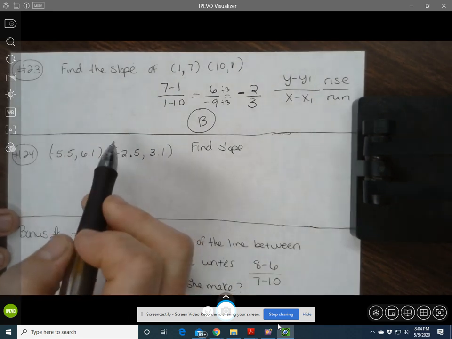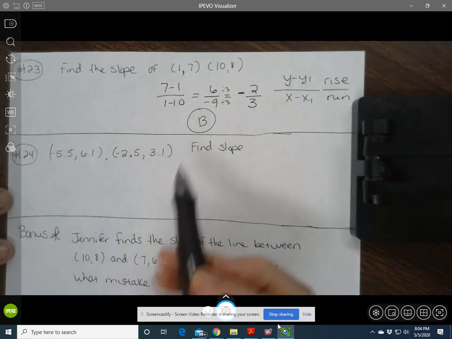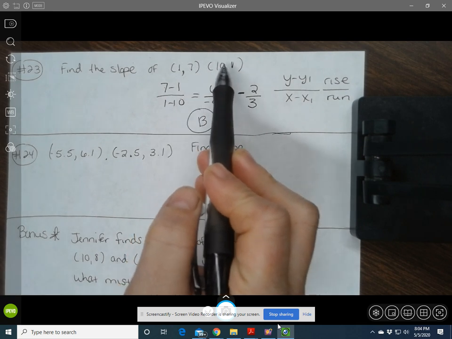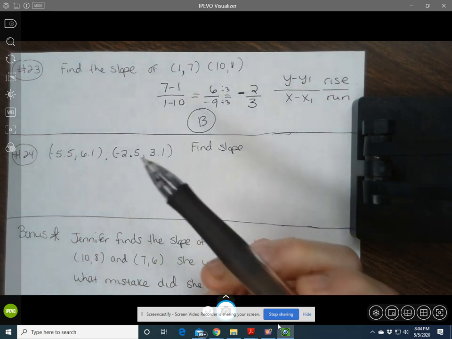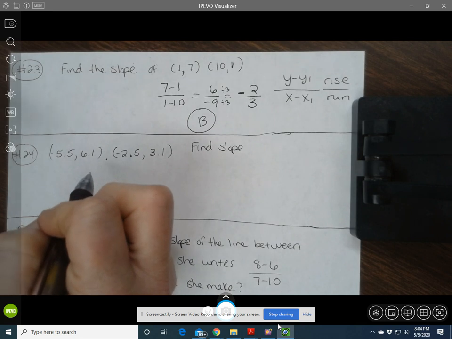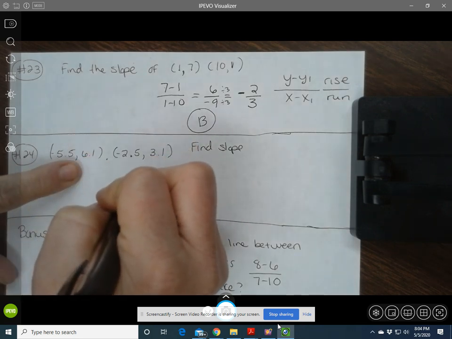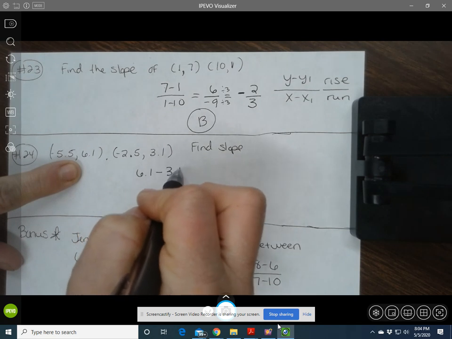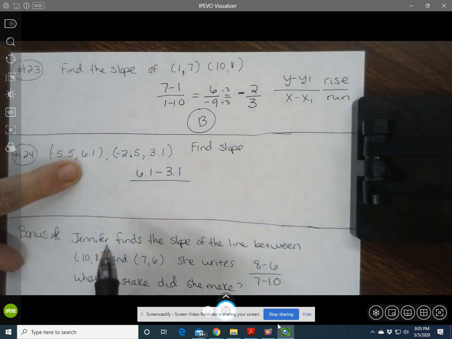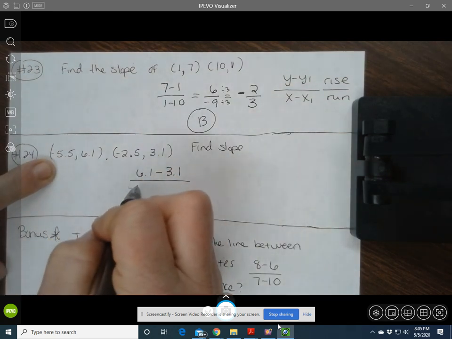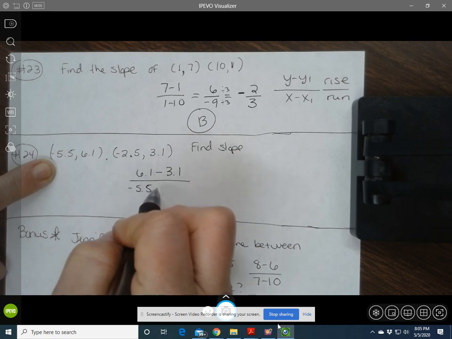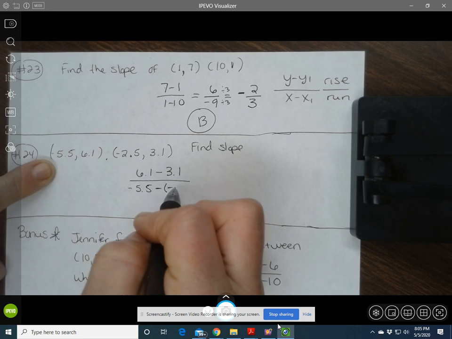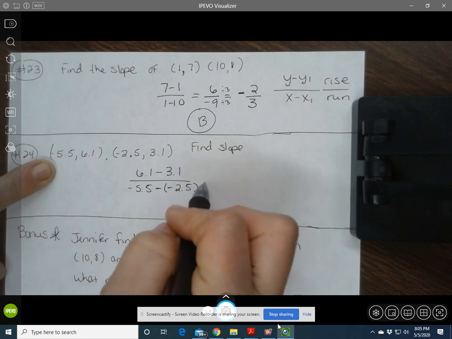And on this one, you're going to do the same thing. Again, make sure you do these in the same order. So if you start with this one, you want to go 7 minus 1. You have to go in the same order. So I'm going to say 6.1 minus 3.1 over, and then I'm going to say negative 5.5 minus, that's also a negative 2.5.